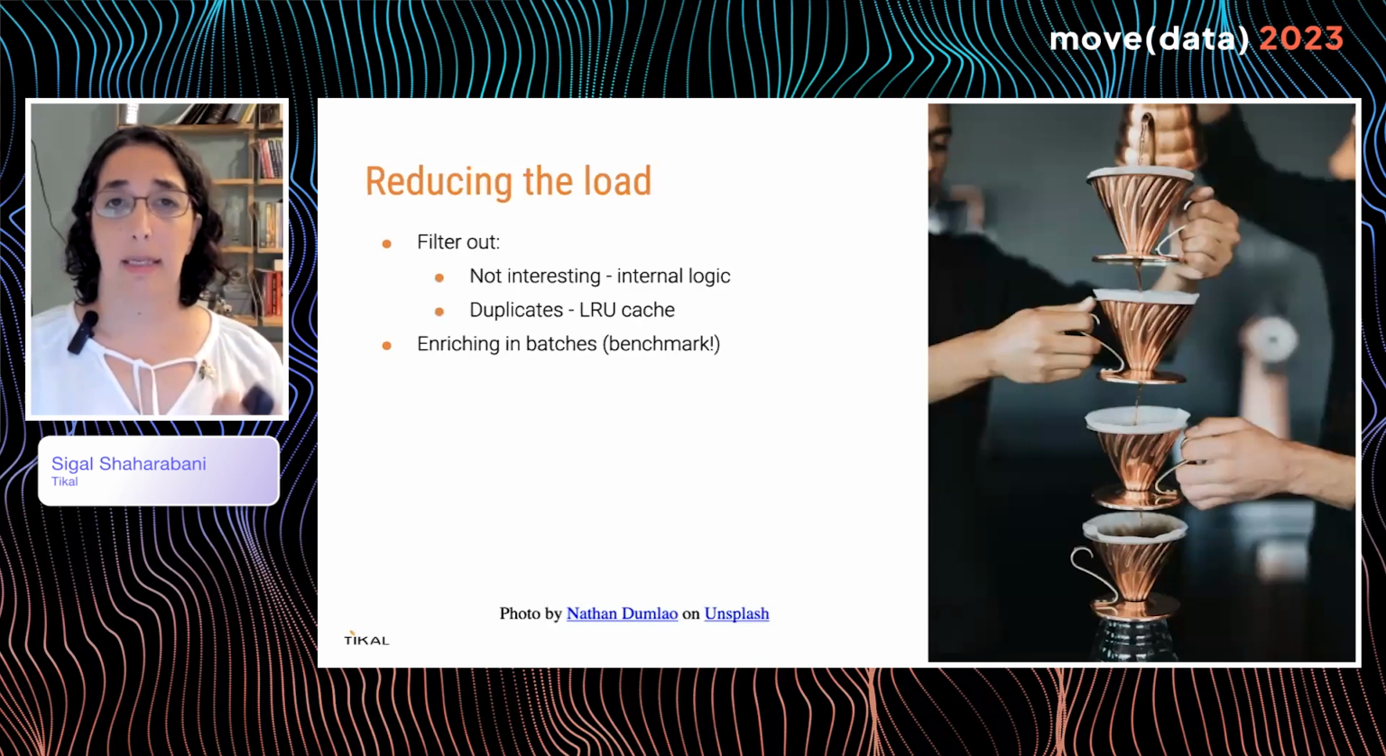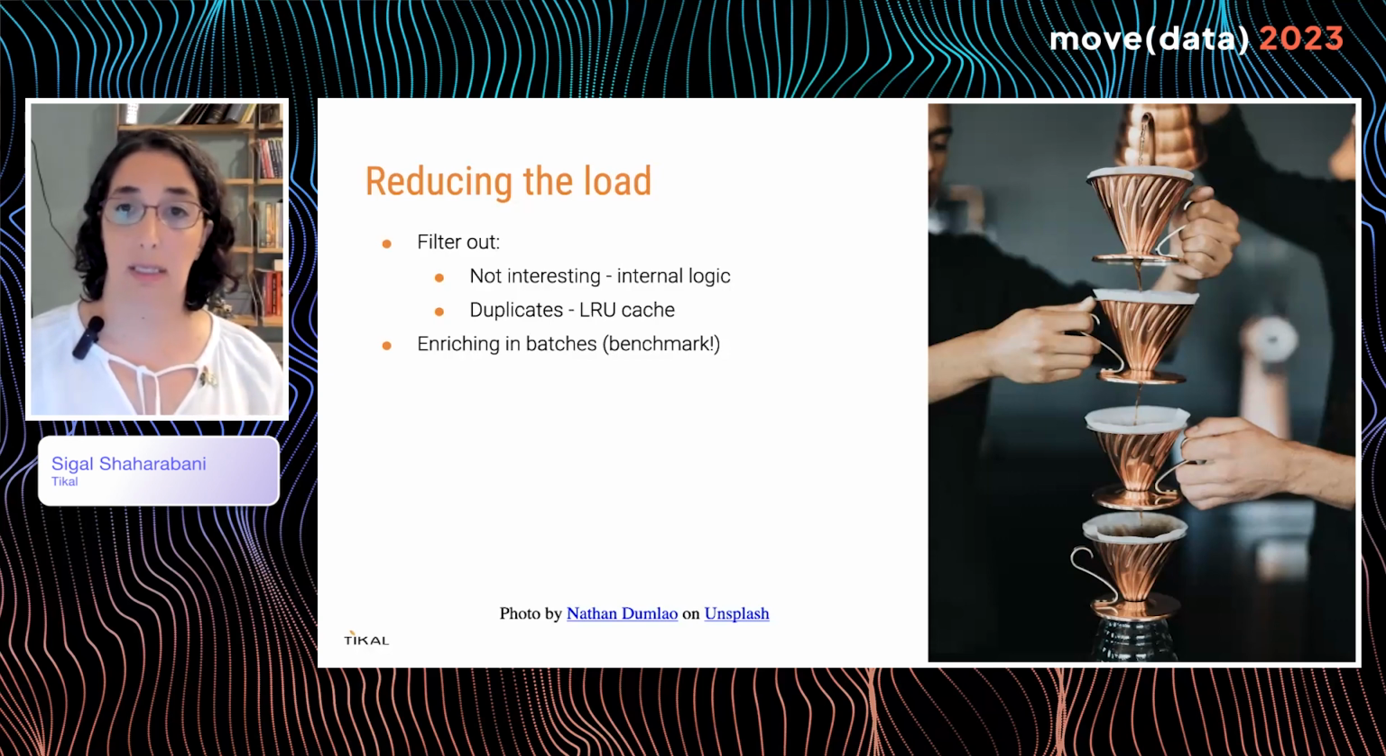Next is the load. You have a lot of data that you're transferring, but you don't necessarily need it. So be prepared to reduce it by doing a lot of filtering out. Like what we did, we used our internal logic to throw out a lot of data that we didn't need. And also we did some deduping with LRU caches. And because we needed enrichment, we also did that in batches. And that also reminds me that you have to use benchmarks for all of this to test your system.